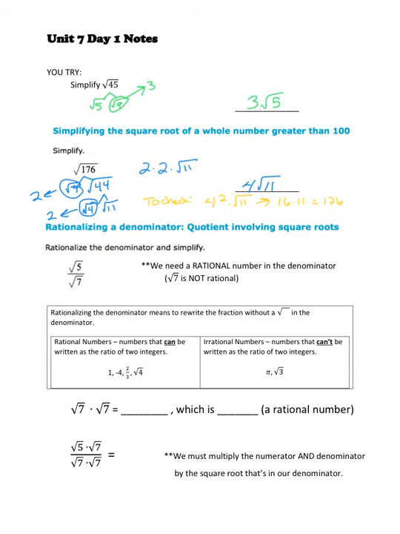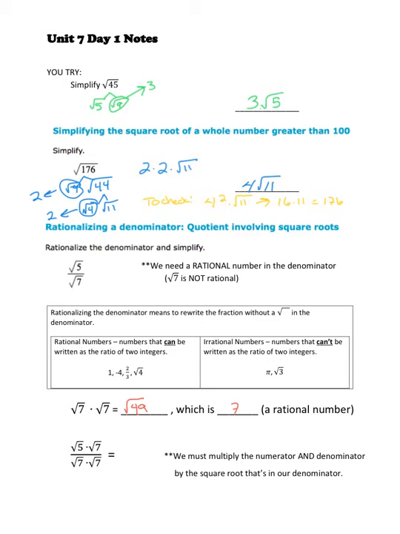You cannot leave a square root in the denominator. So what we need to do is rewrite the fraction without a square root. And naturally, we have to do it with math. Can't just rewrite it. So you multiply the numerator and the denominator by whatever the square root is in the denominator. So let's look at this. The square root of 7 times the square root of 7 is the square root of 49, which is 7. And 7 is a rational number.